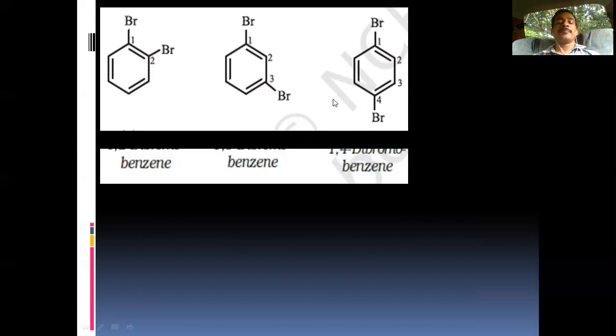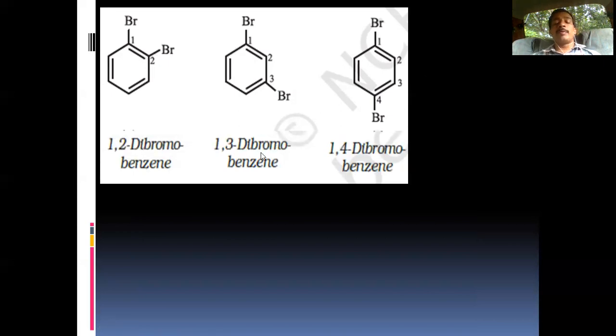1,2-dibromobenzene is also known as ortho-dibromobenzene. The second position is named ortho in common name. And the third position is named meta-dibromobenzene. And the fourth position is named para-dibromobenzene. So 1,2-dibromobenzene, 1,3-dibromobenzene, 1,4-dibromobenzene.